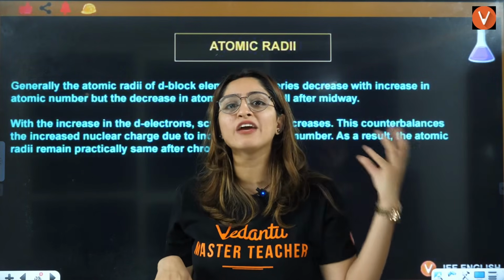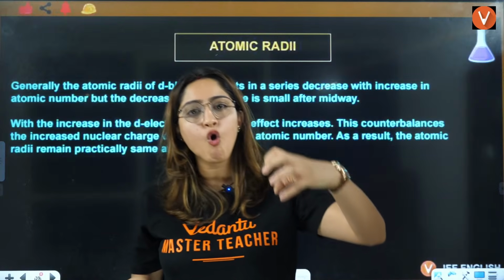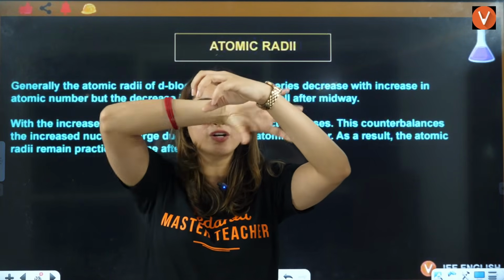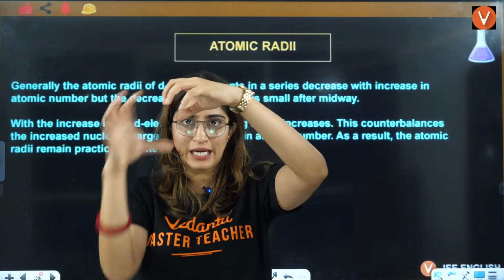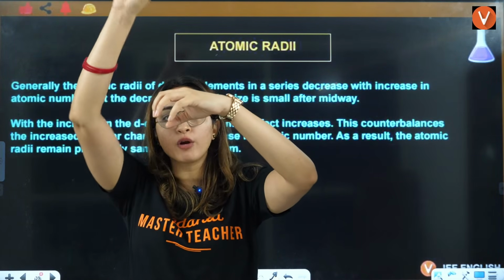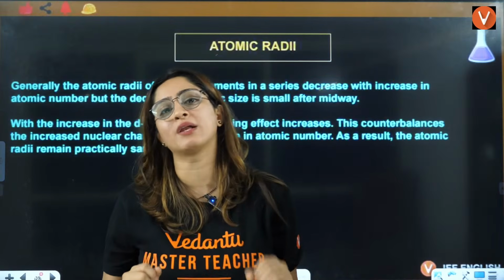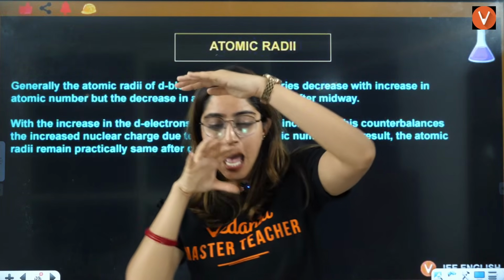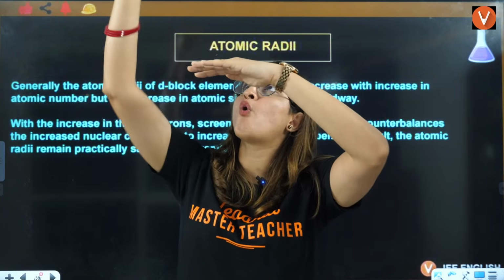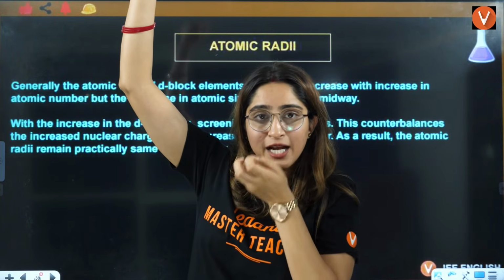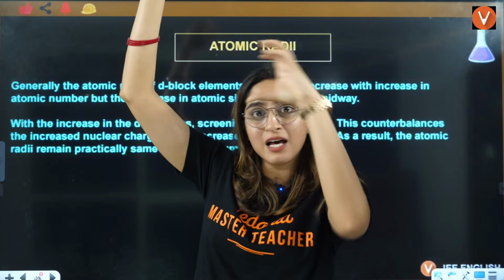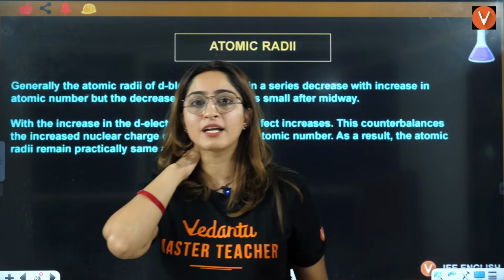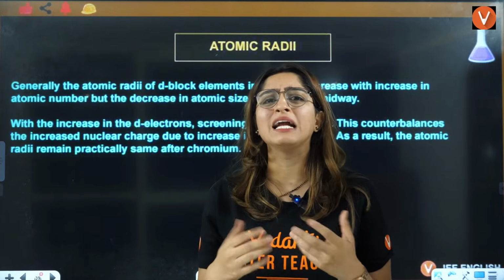So shielding effect is basically how, between the nucleus and the outermost electron, the inner core electrons protect the outermost electron from the nucleus. That is your shielding effect. Shielding effect is how the outermost electron is protected by the inner core electrons from the nucleus. Okay, that is your screening effect, shielding effect.